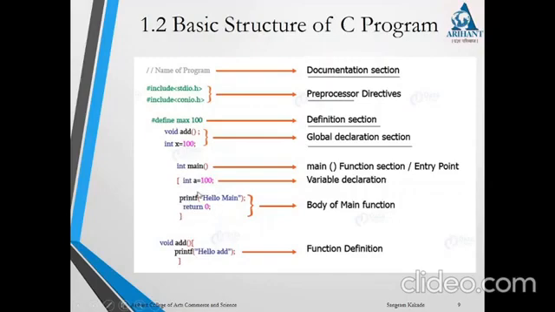Between these brackets, it is again divided into two parts. First comes the declaration part, and second comes the executable part or the body of the function. In the declaration part, you can declare as many variables as you need for your function to work properly. And in the executable part, you can write the expressions or statements which actually carry out the processing.